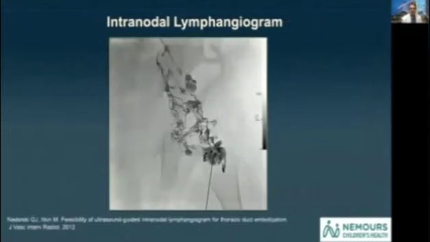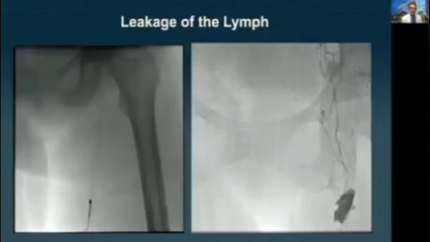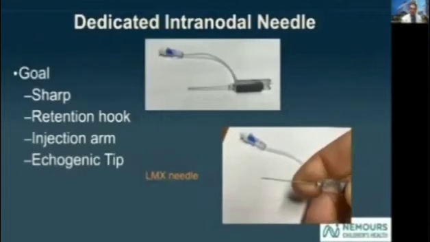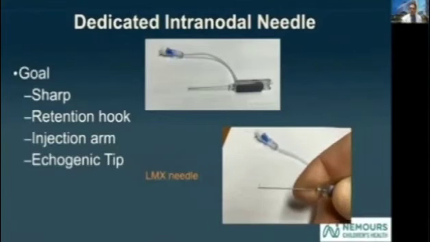That's a relatively straightforward procedure. Recently we started to think about dedicated equipment, and one of the major downsides of the spinal needles that we use right now is the leakage. On the left you can see we started injecting very nicely, and 5 minutes later you see huge leakage. Why is there leakage? Because the needle pulls out of the lymph node, and that's the reason there's a new needle coming on the market. It's called LMX.